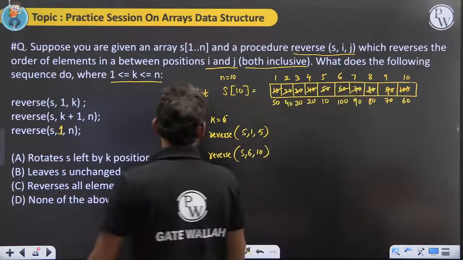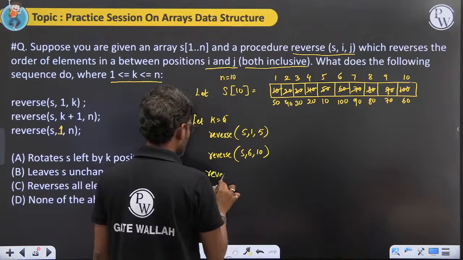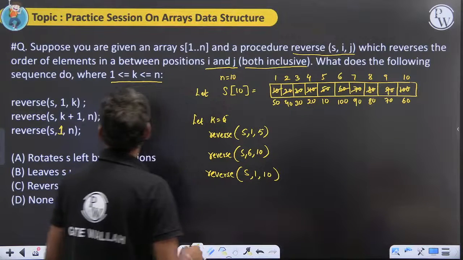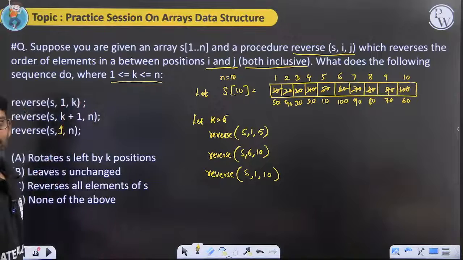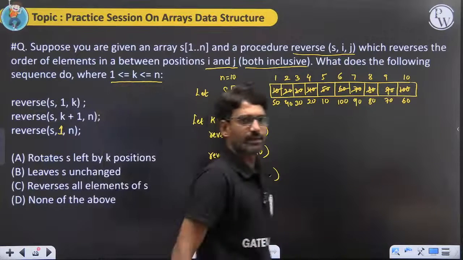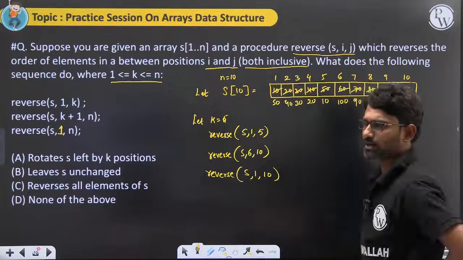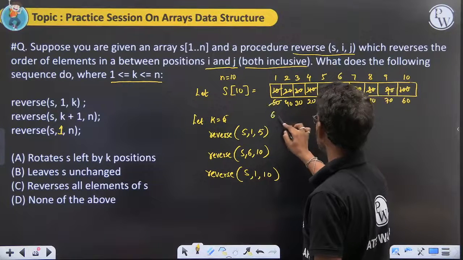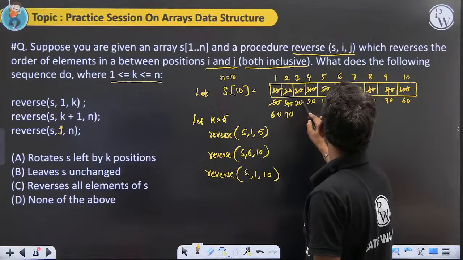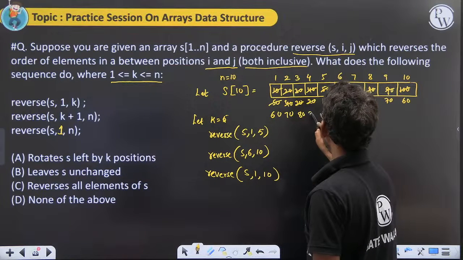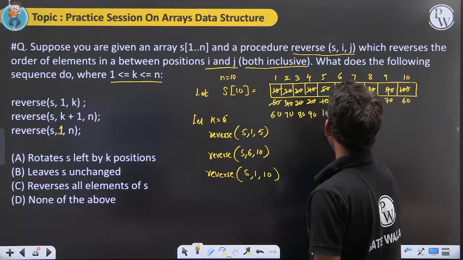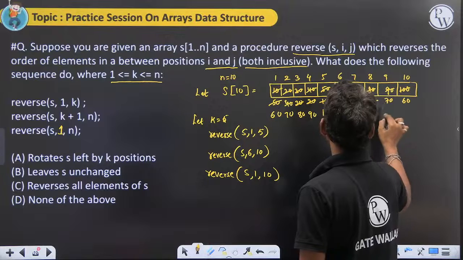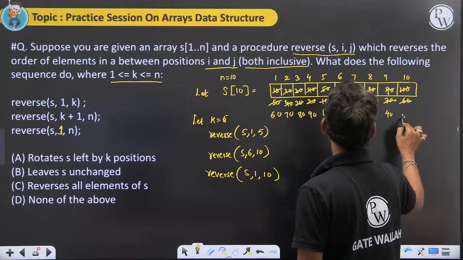Now reverse of this total array from 1 to 10, S comma 1 comma n. Now all the elements' order is reversed. That means 60 comes here, 70, 80, 90, 100, 10, 20, 30, 40, 50.